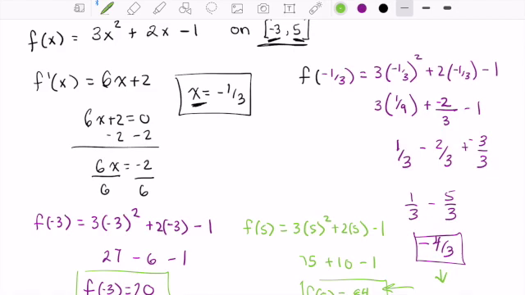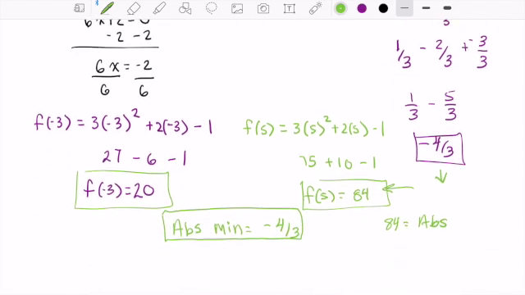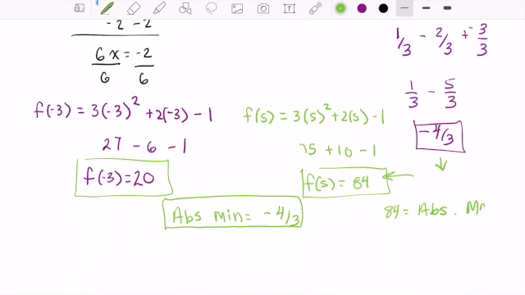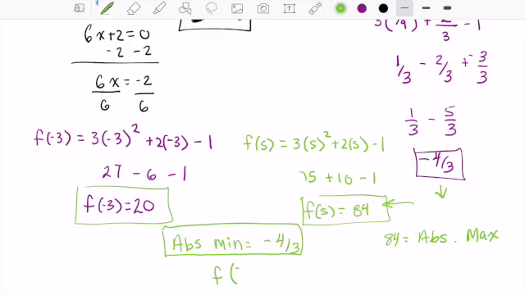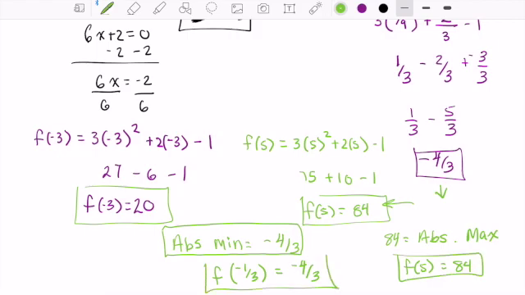And what we really care about here is stating that your absolute minimum occurs at f of negative 1/3, and then our absolute maximum, f of 5, equals 84. And that's it. Very straightforward.